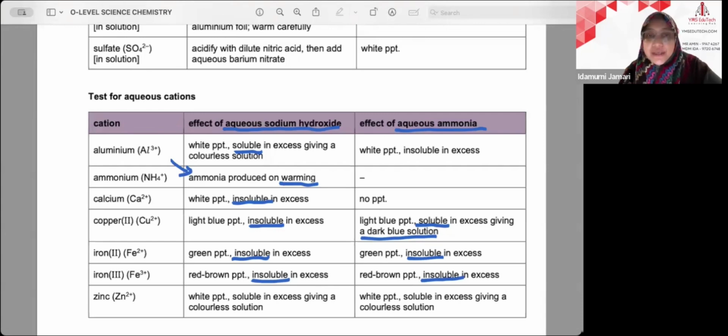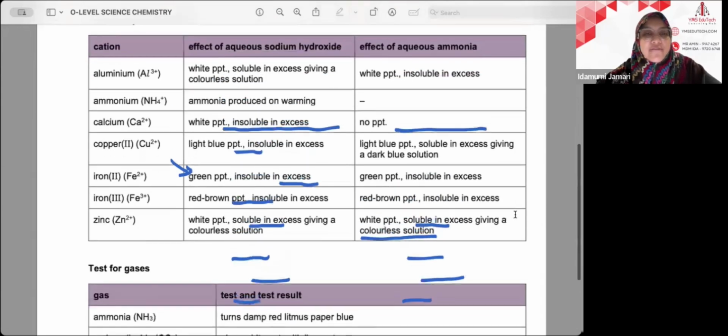The last cation is zinc ion, which will produce white precipitate in both aqueous sodium hydroxide and aqueous ammonia, and in excess of those reagents, the white precipitate will be soluble to form a colorless solution.